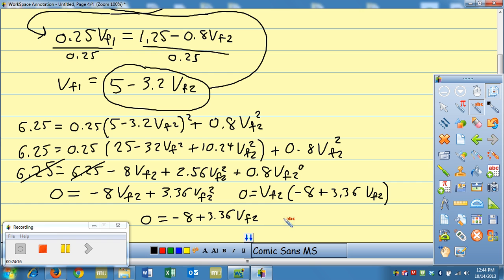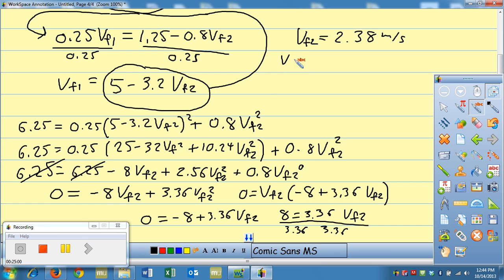VF2. So that means that 8 equals 3.36 VF2. Divide both sides by 3.36. Okay, so we've got 8 divided by 3.36. So 2.38. So this says that VF2 equals 2.38 meters per second, which is exactly what they got, amazingly.